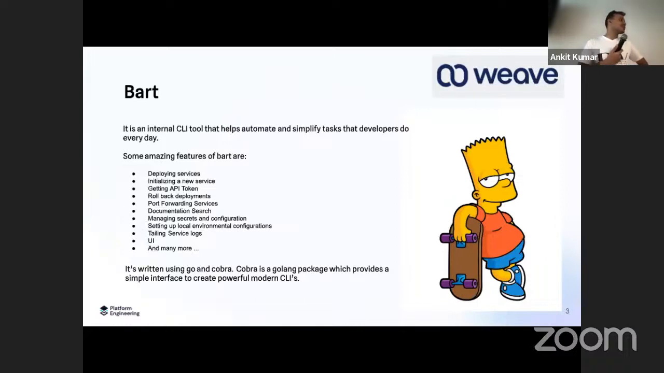Port forwarding a service: you want to connect to some microservice that has a port open, and you want to port forward that. Documentation search: every developer has to read about the system and wants to search over the documentation. Managing secrets, setting up local environment configuration. Sometimes you cannot set up your local environment because all systems are in production, and you want to run locally. UI, tailing service log. We use GCP for our cloud, and we tail logs from there. There are a lot of commands, but these are the features we built and call BART. BART is built using Golang and Cobra. Cobra is a famous Golang package which helps you create a CLI.